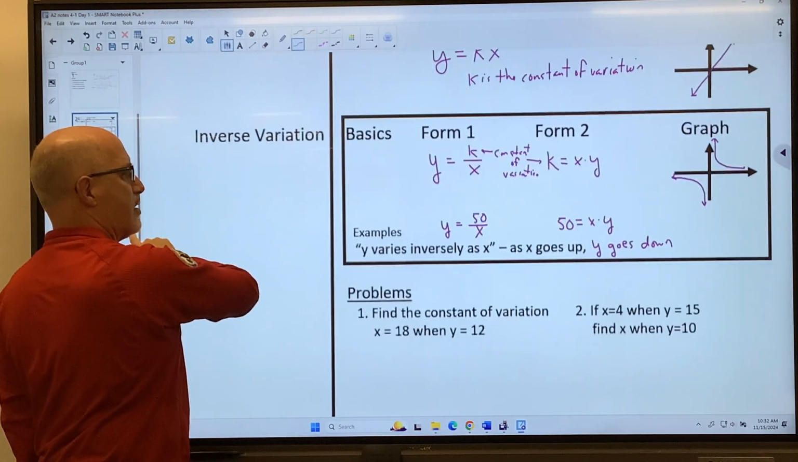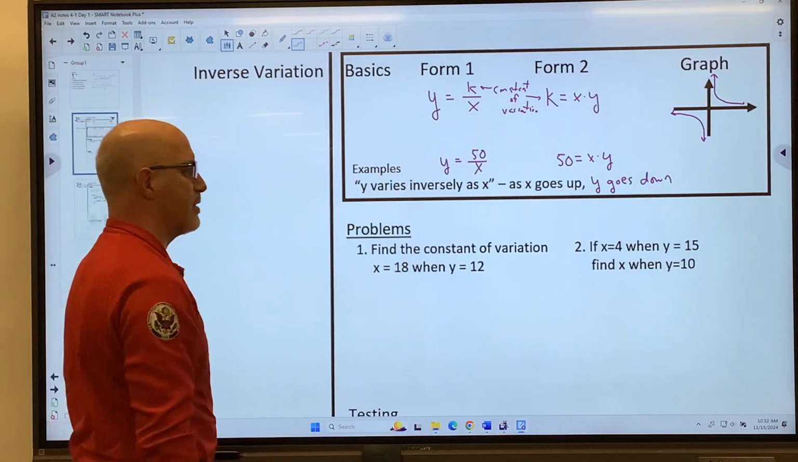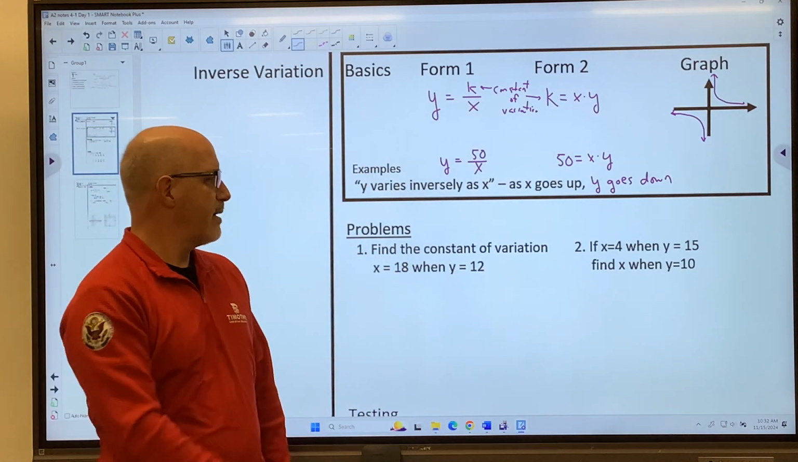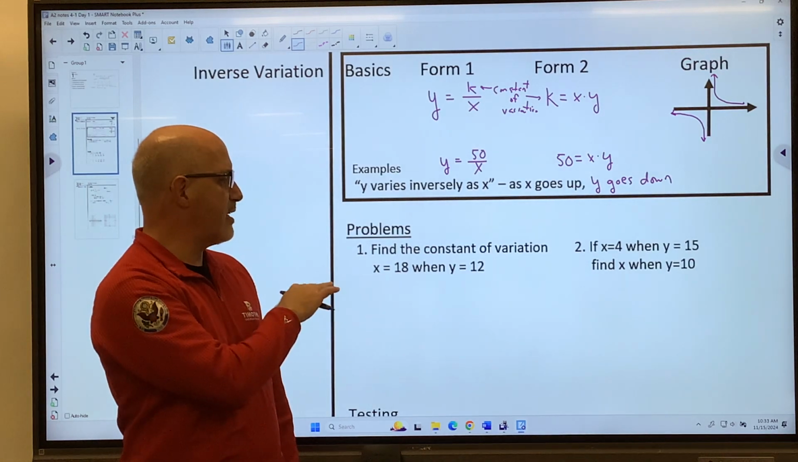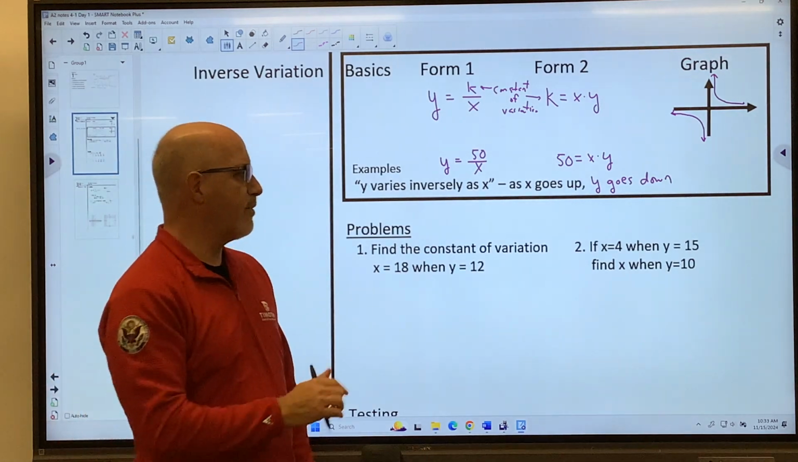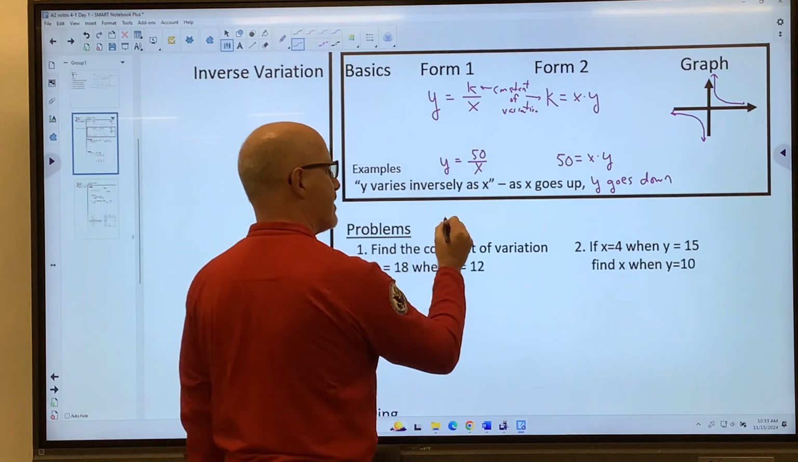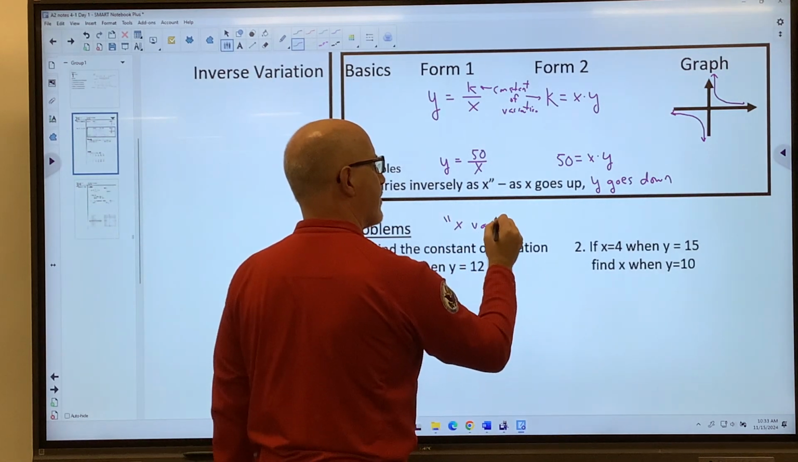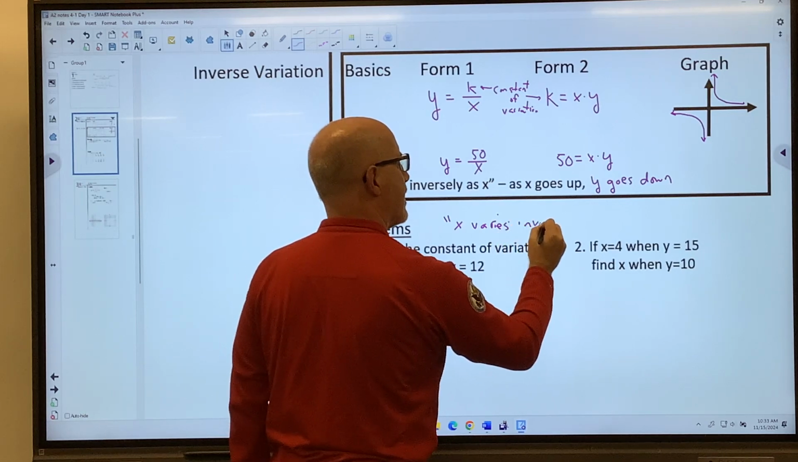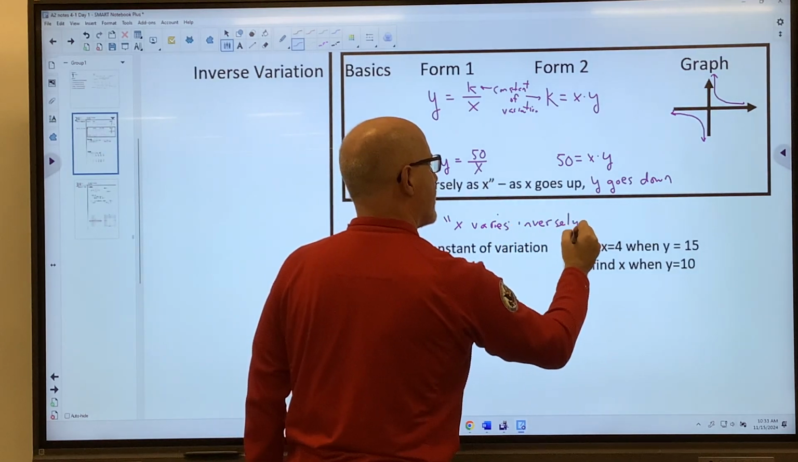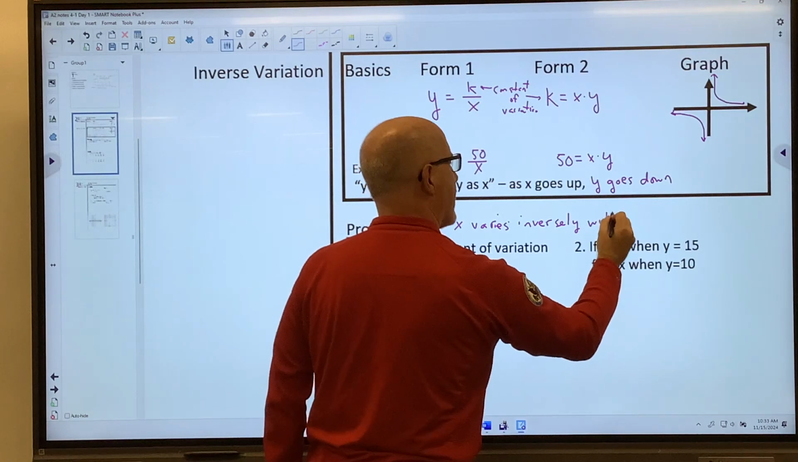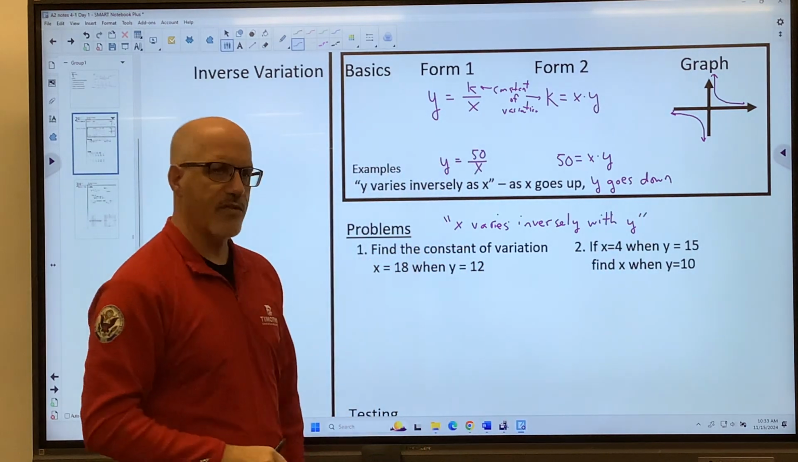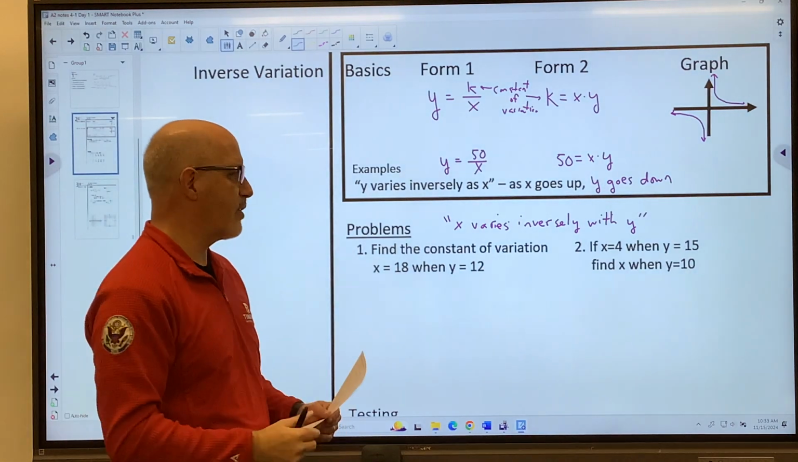All right, let's use those basics and do some examples here. So a couple problems to do. So we'll just use these formulas. Find the constant of variation, x equals 18 when y equals 12. The way we phrase this is, we're going to say x varies inversely with y. Okay, so we're going to state that it's an inverse variation with that phrase. X varies inversely as y.